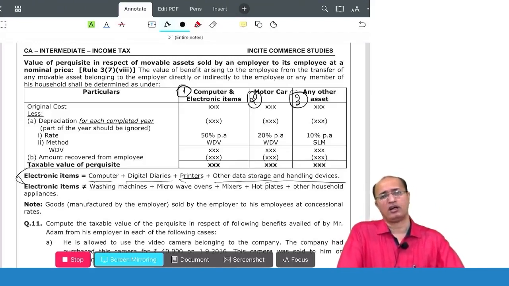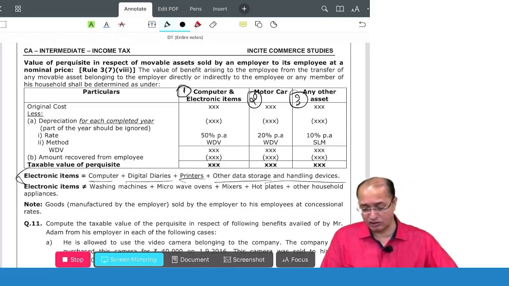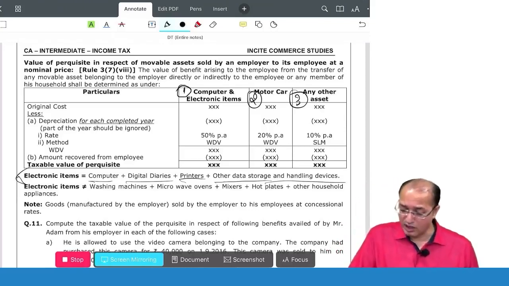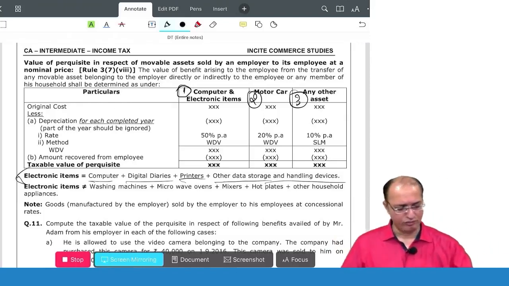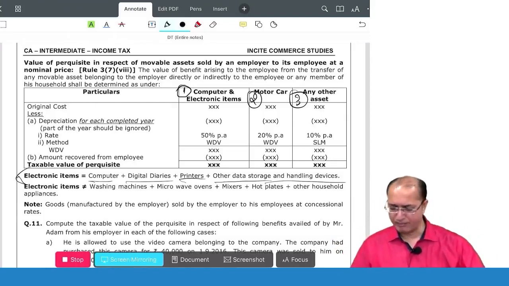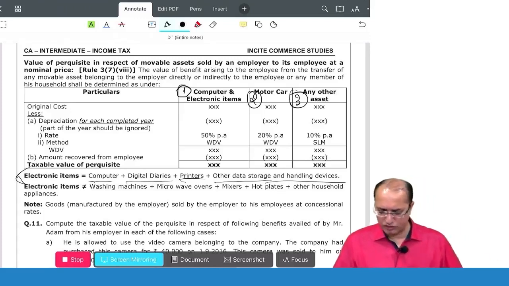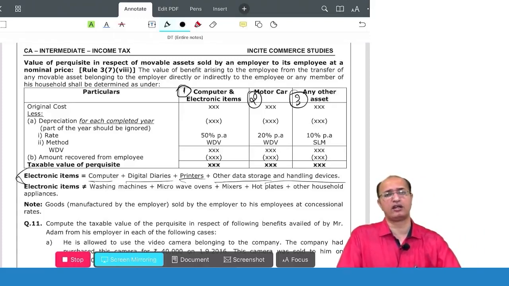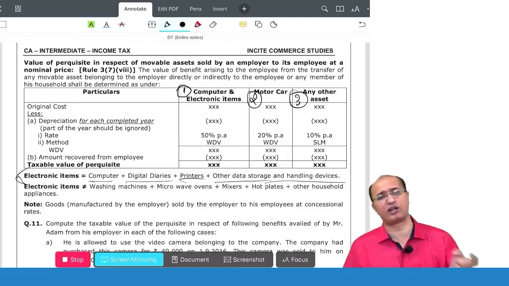Now, for example, employer has sold television, refrigerator, washing machine, oven, furniture, etc. to employee. Then we'll move on to which category, first, second, or third? Definitely we'll move on to third category. Have you understood this? So, which asset employer has sold to employee now? Based on that, first of all, you have to identify which category it belongs to. We have three categories. Category 1 will include computer and items related to computer. Category 2 will include motor car and category 3 will include all other assets which are neither covered by category 1 nor by category 2.